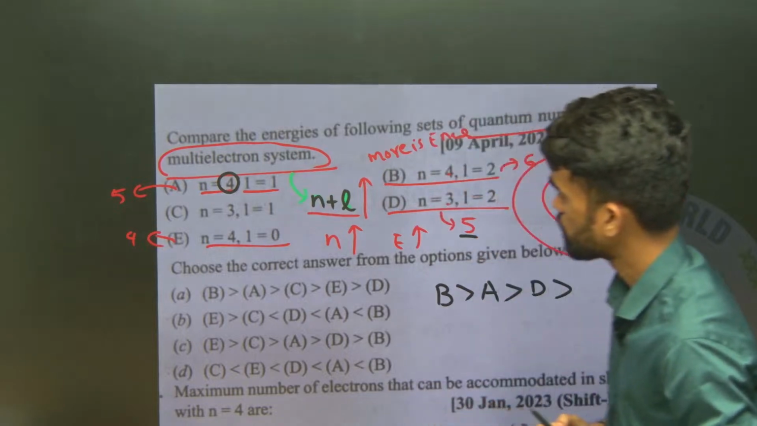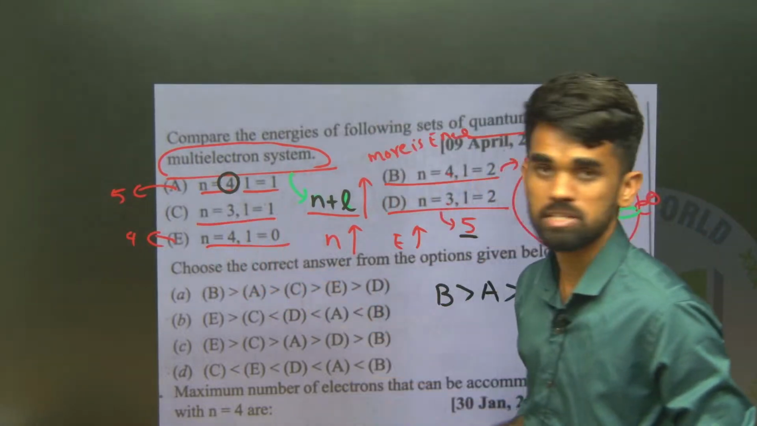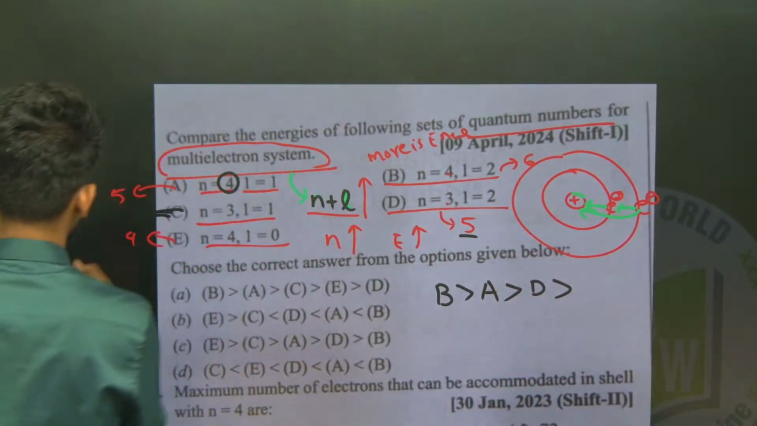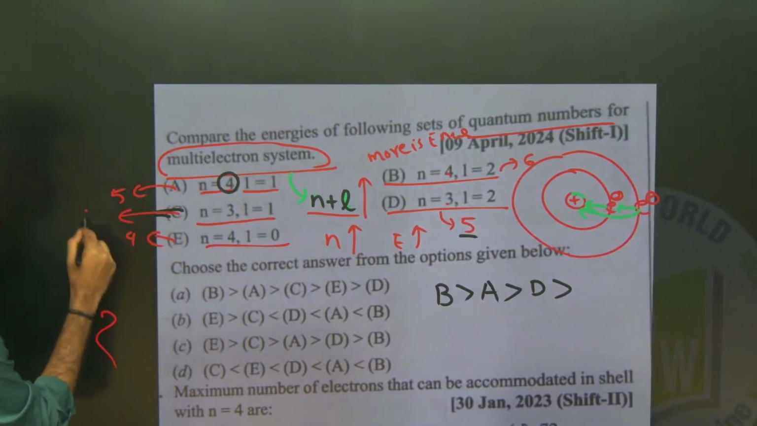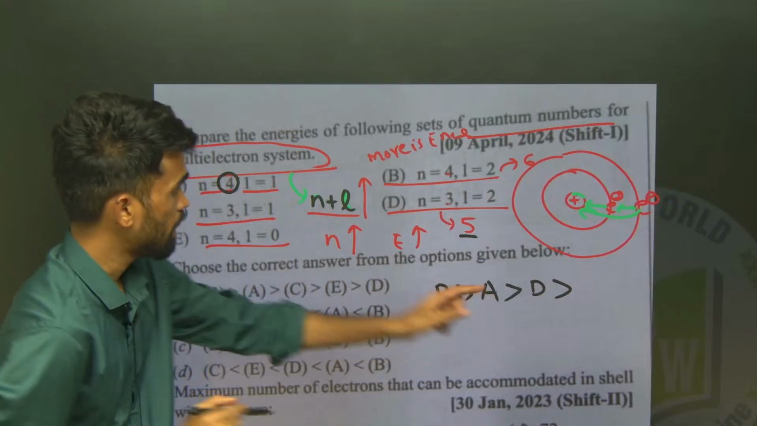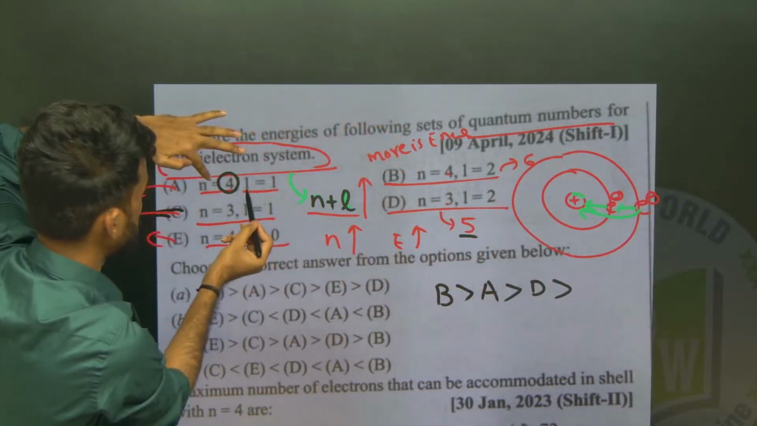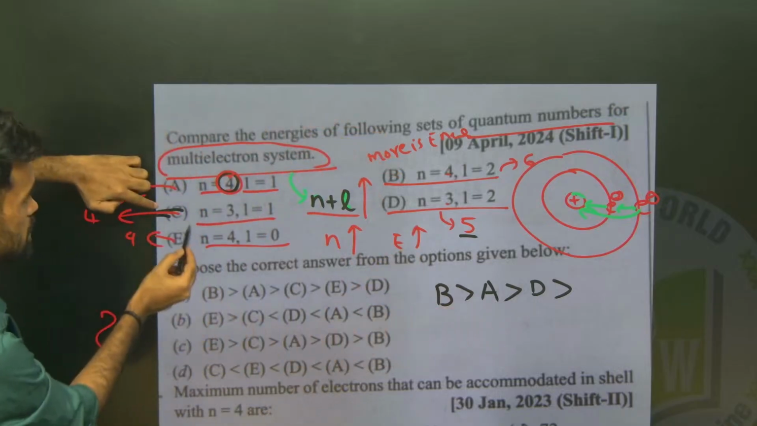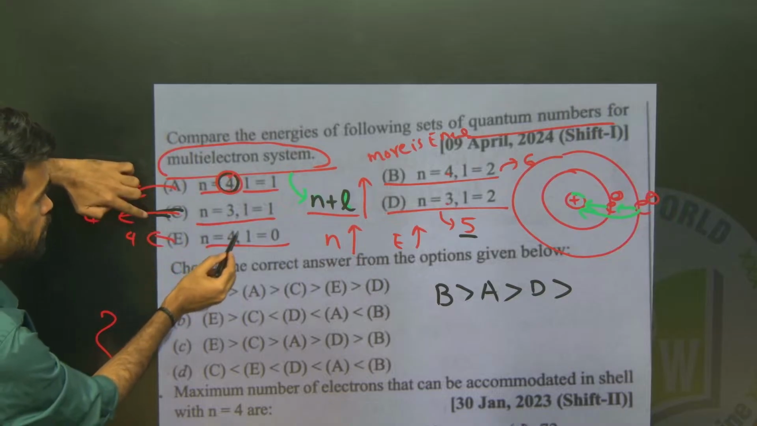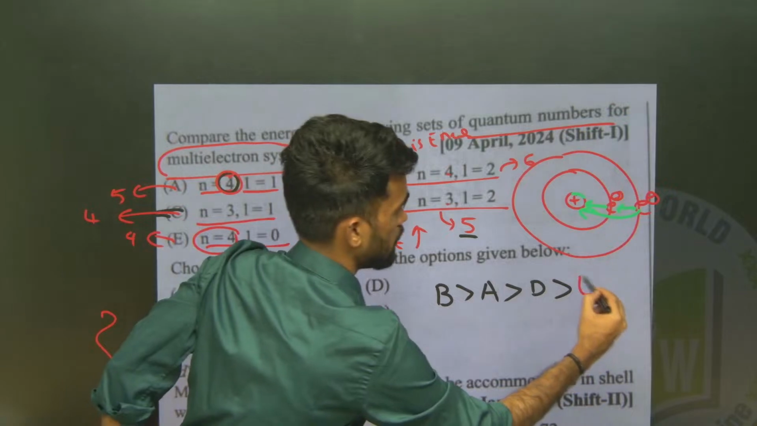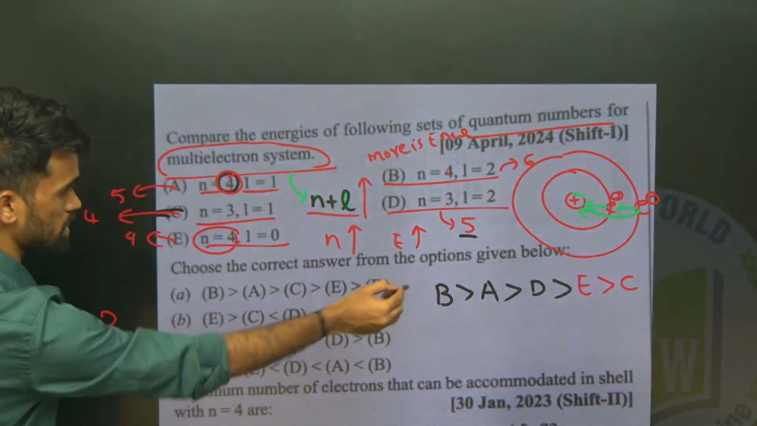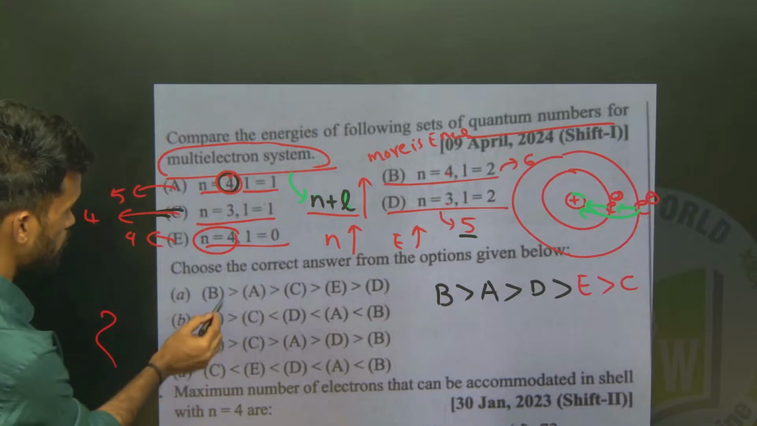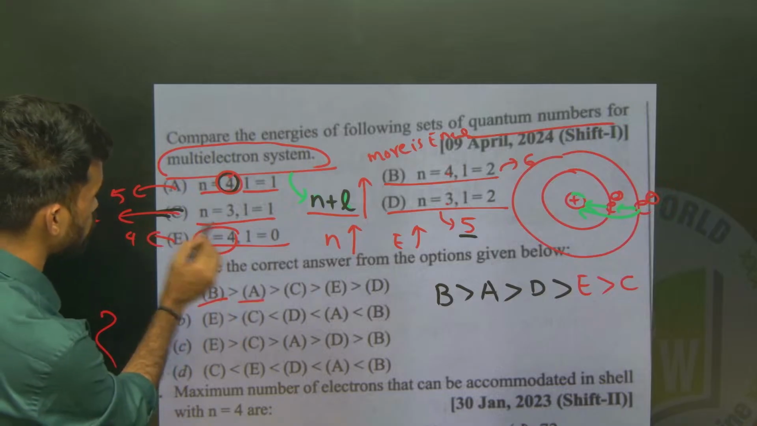We have something like option C also. What about the C value? C is also having 4. So B is 6, and then next this is 5, but with greater n value, greater is its energy. After that D, and between C and E, here we have 4 and 4, but the n value is greater in the E case, so write E here, and least is C. Just check the option which is having this kind of order.